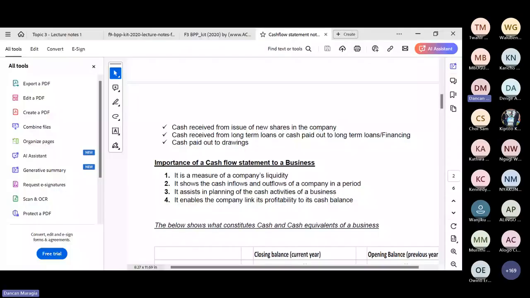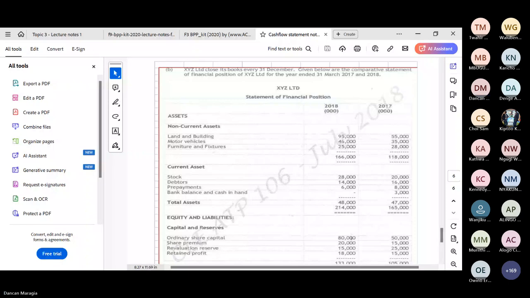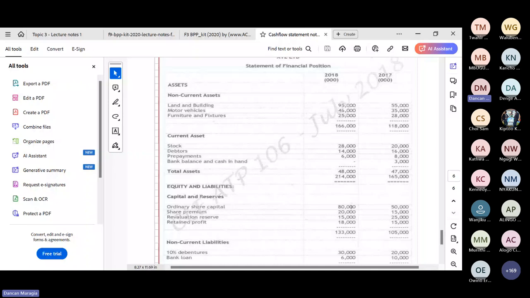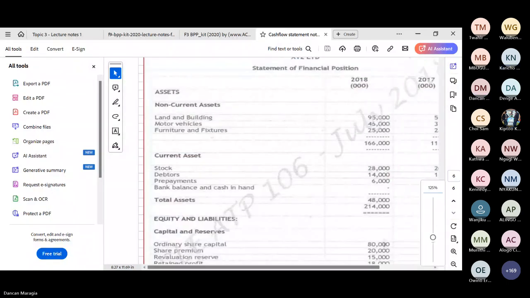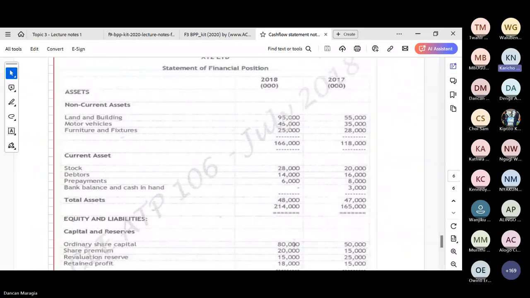So a company will give us a statement showing, for example, that the cash balance in 2017, bank balance and cash in hand, was 3,000. So they started with a balance of 3,000, which is 3 million raised.